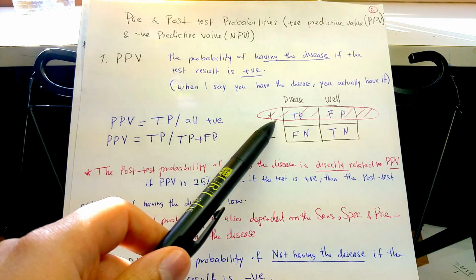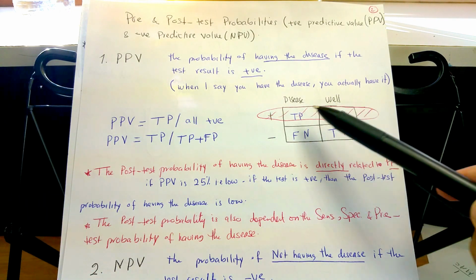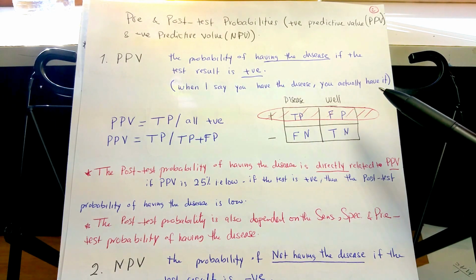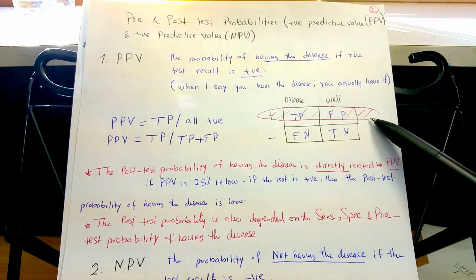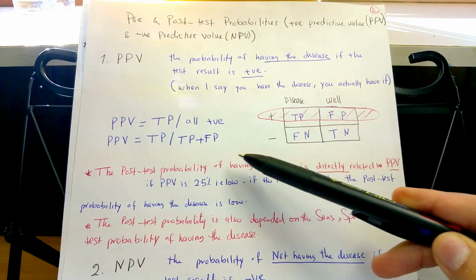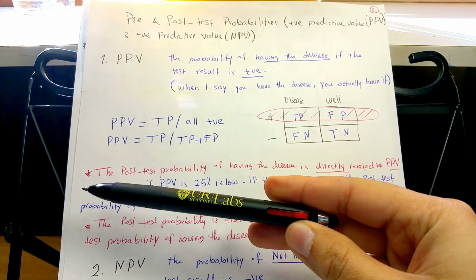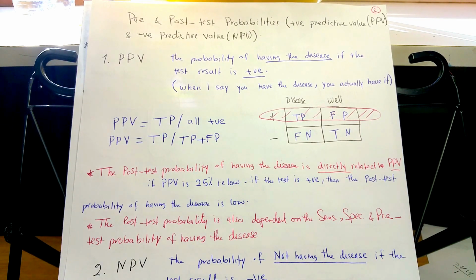So it's the true positive among all positive results. So it's the top row. The true positive among all positive results. Positive predictive value, remember the word positive. True positive among all positive.